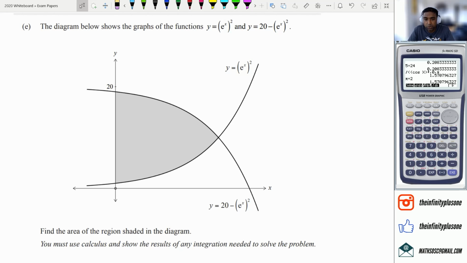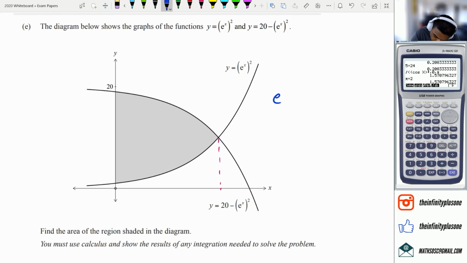So the first thing we want to do is figure out what is the x value of where these two curves actually meet. So that means we've got to put both of these equations equal to each other and figure out that x value. So that's our first step.